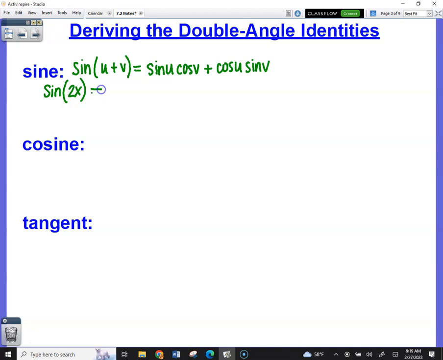All right, watch my arrow here. My arrow is saying, okay, I'm going to take that sine of 2x and rewrite it in a manner that fits this formula. How can I get 2x from addition? Don't overthink it, by the way. Adding x plus x, right? Isn't x plus x 2x? So we're just going to rewrite that.